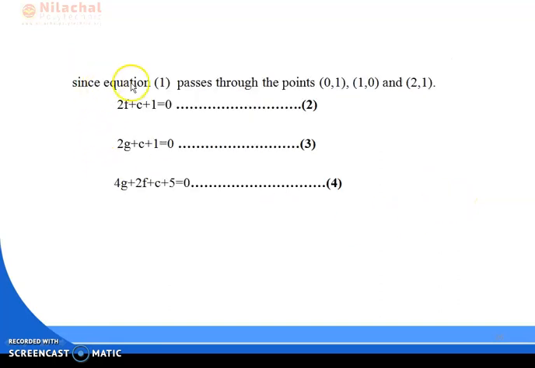Since equation number 1 passes through the given points, the first point is 0, 1, the second point is 1, 0, and the third point is 2, 1.